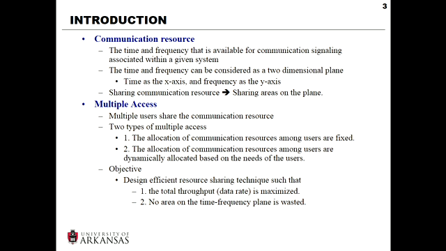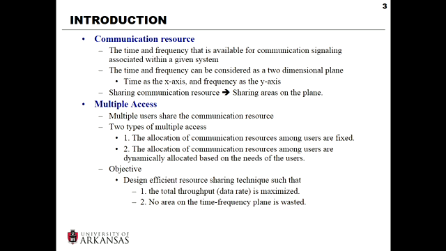Okay, so multiple access is multiple users share the same communication resources. Okay, and there are 2 types of multiple access, and the first one is the allocation of the communication resources among the users are fixed. Okay, we do not do the allocation dynamically. It's just a fixed allocation. And the second type is the allocation of the communication resources among the users are dynamically allocated based on the needs of the users. Okay, we use both of them.